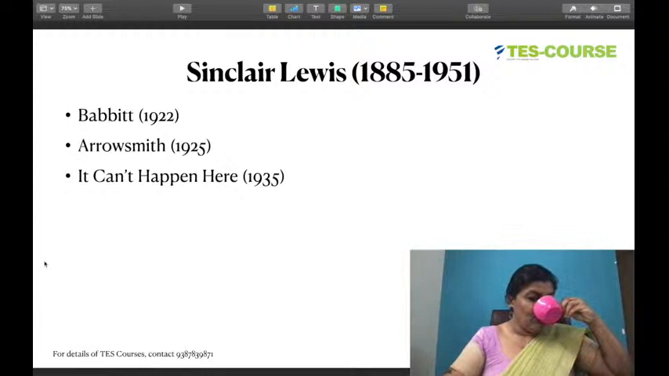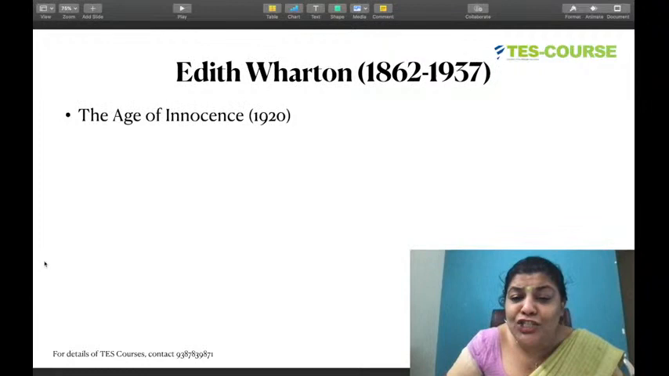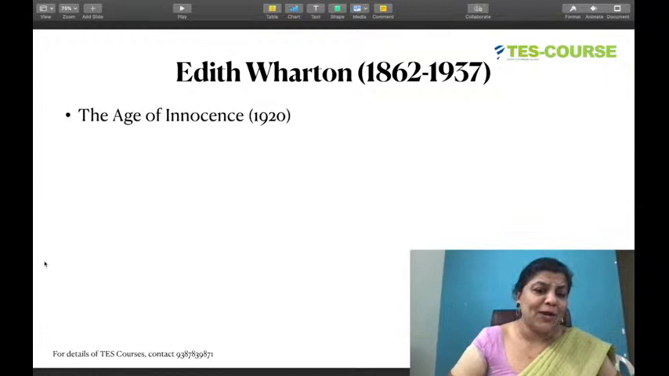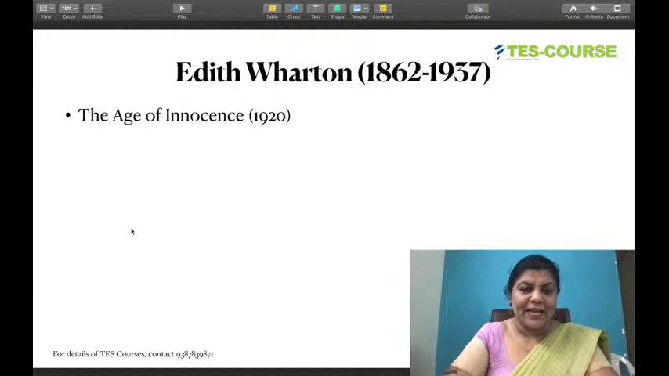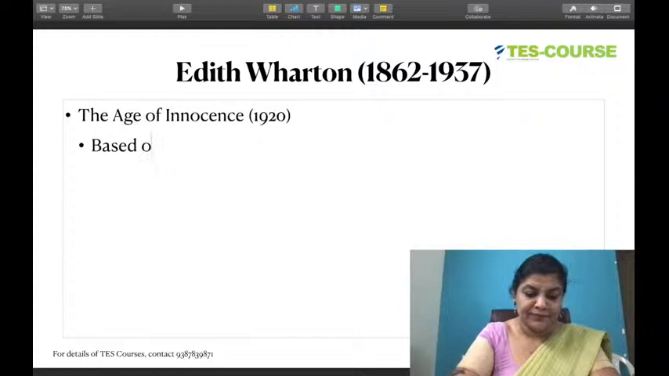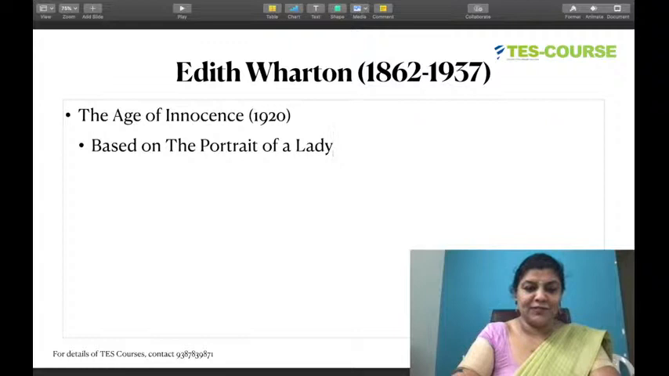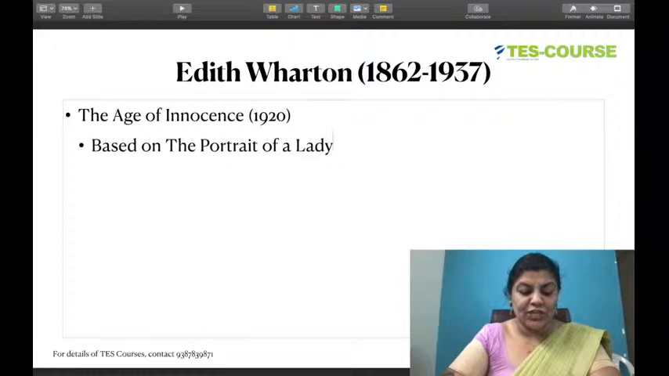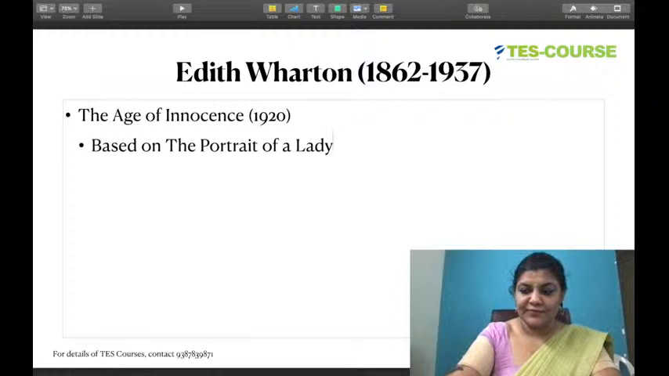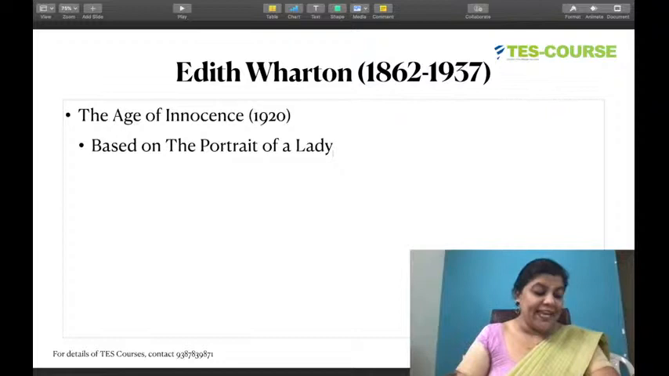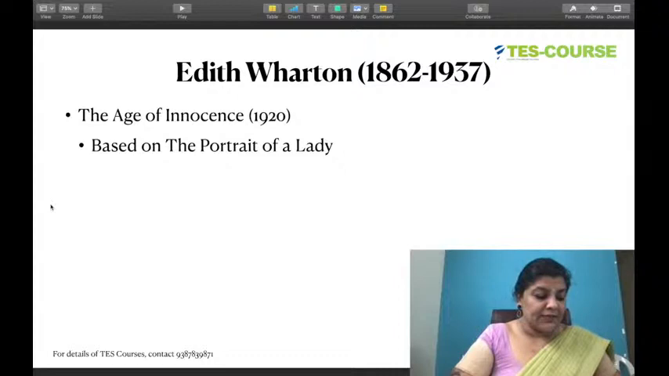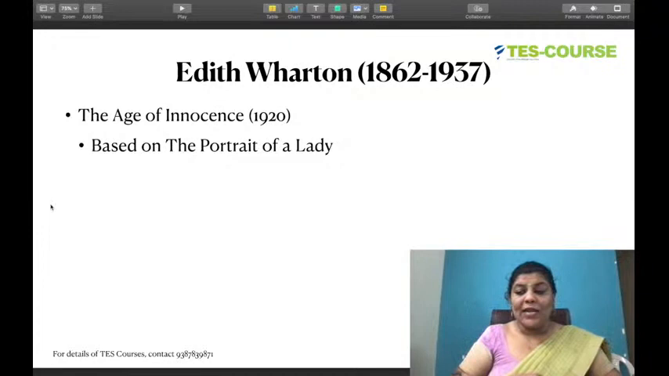Edith Wharton was the first woman to win the Pulitzer Prize. The Age of Innocence is based on what? The Age of Innocence is based on The Portrait of a Lady by Henry James. Did you know that? The protagonist of The Age of Innocence is Newland Archer.